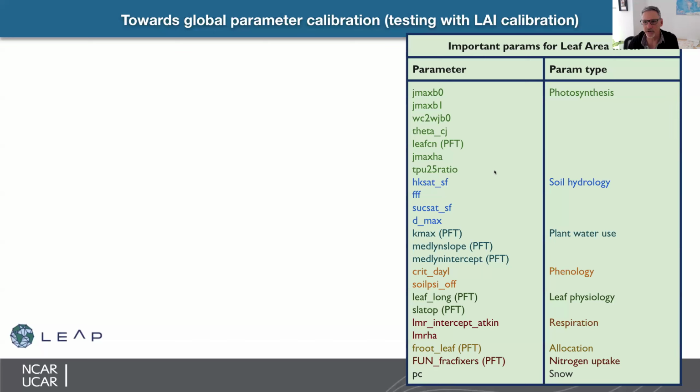So we use that one-at-a-time ensemble to identify the most important parameters for leaf area index, searching for parameters that control both annual mean maximum LAI, but also interannual variability, which controls the responses to CO2 fertilization or climate change. And so we came up with this list. These parameters won't mean anything to people who are not involved in the CLM world, but they span a bunch of different parameter types: photosynthesis, hydrology, plant water use, phenology, physiology, respiration, allocation, nitrogen uptake, and snow. So that's comforting to see, that we're hitting a fairly wide range of the model space.